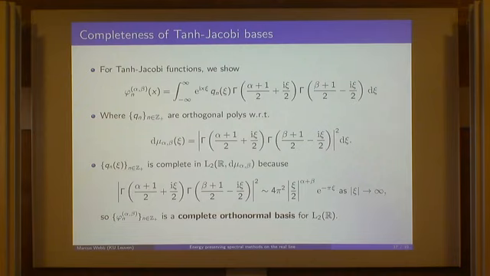So there's a duality between these two different families of orthogonal polynomials: Jacobi polynomials and then orthogonal polynomials on the real line, which are traversing the gamma function in the complex plane. And because this weight function decays exponentially, it means that you get completeness.